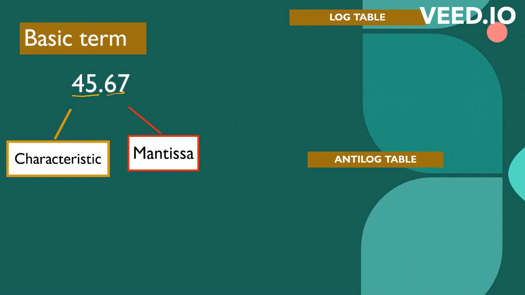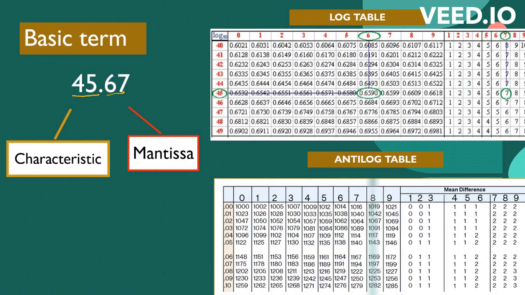Now we have two tables, the log and anti-log tables. In order to find the value of a log, we will use the log table. In order to find the value of an anti-log, we will use the anti-log table. Both the tables look very similar. What the difference is, I will talk about it, but before that, let's understand what this table is all about.